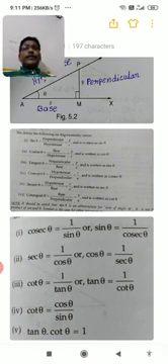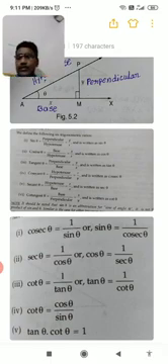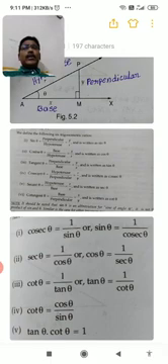Clear to you? Here only 2 are important, that is sin theta and cos theta. If you know sin theta and cos theta, dividing them you get tan theta. Taking the inverse of that, you get cot theta. Inverse of cos theta is secant theta. Inverse of sin theta is cosecant theta. So the important thing is only 2, sin theta and cos theta. If you know them, the remaining 4 automatically follow. Clear to you? Now I am showing the inverse functions.